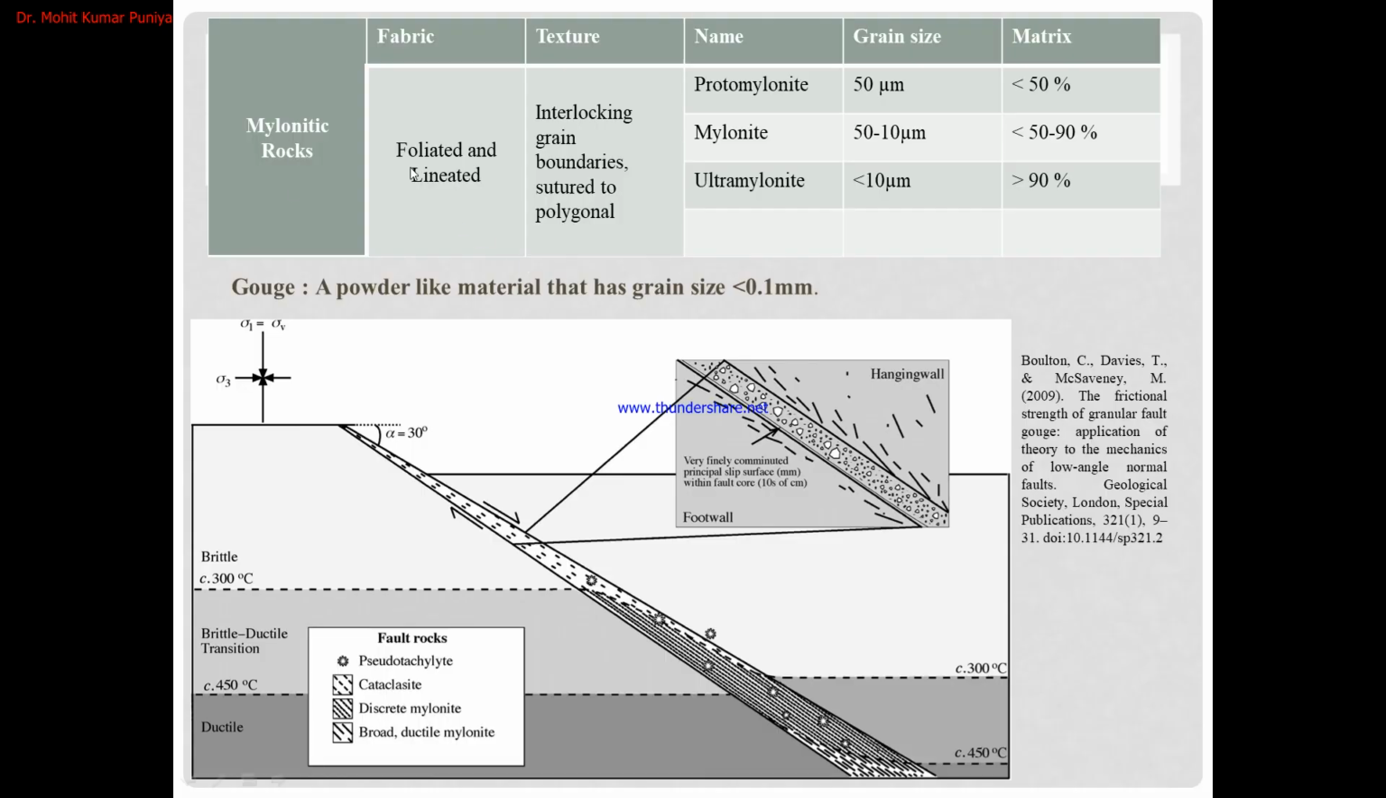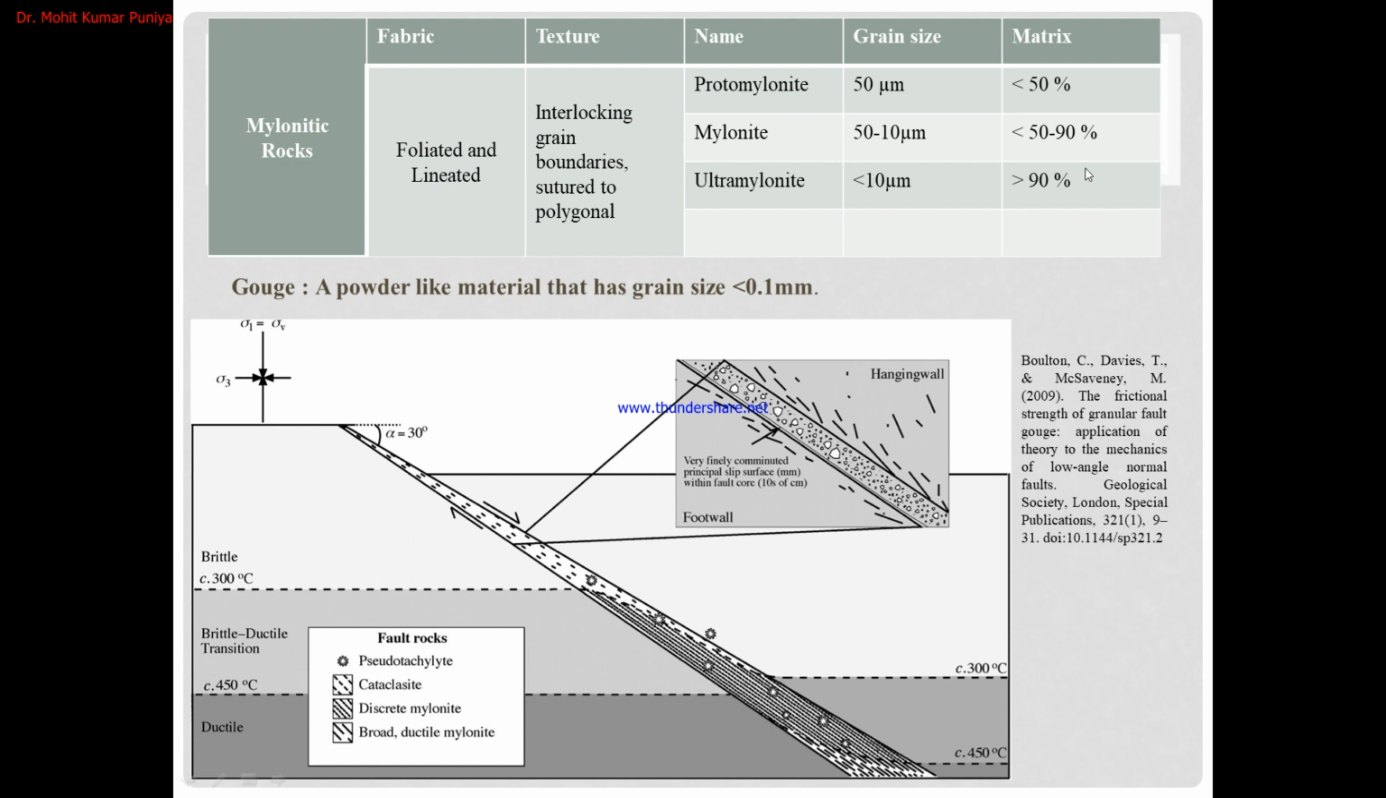So mylonitic rocks are foliated and lineated. Interlocking grains, boundaries sutured to polygonal, means the grain boundary angles are more than 120 degrees. They are classified, as we have discussed, as protomylonite, mylonite and ultramylonite. Here the grain size is more than 50 micrometer in protomylonite, 50 to 10 in mylonite, and ultramylonite is less than 10 micrometer.